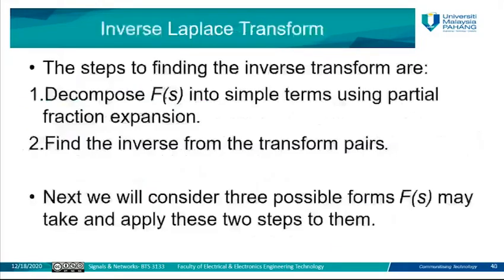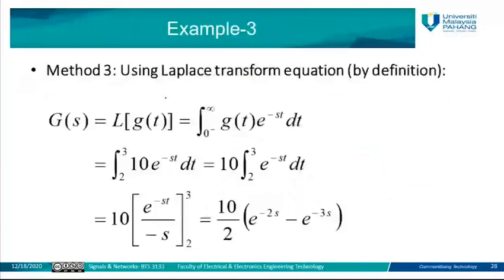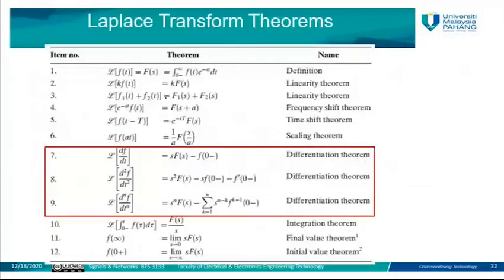So you can see here in the Laplace table, we have three theorems highlighted here with the red color, used to convert the derivative function into Laplace transform. If you have d over dt, that means the first order derivative, so the answer will become sF(s) minus f(0), which is the initial condition here.